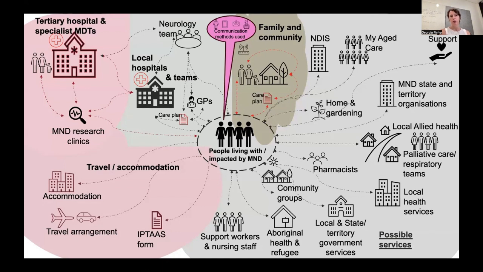On the left, there's the more tertiary hospital and specialist MDTs, which requires travel and accommodation for people living with MND. Moving more to the centre of the picture, there's local hospitals and teams, GPs and a neurology team who might be working with them. Also community groups, support workers, nursing staff, all of allied health who can support people living with MND. And it's complicated by the fact that depending on the age that you're diagnosed with MND, you will either be managed through the NDIS or through My Aged Care, which have different system designs and different supports that are available to people through them.